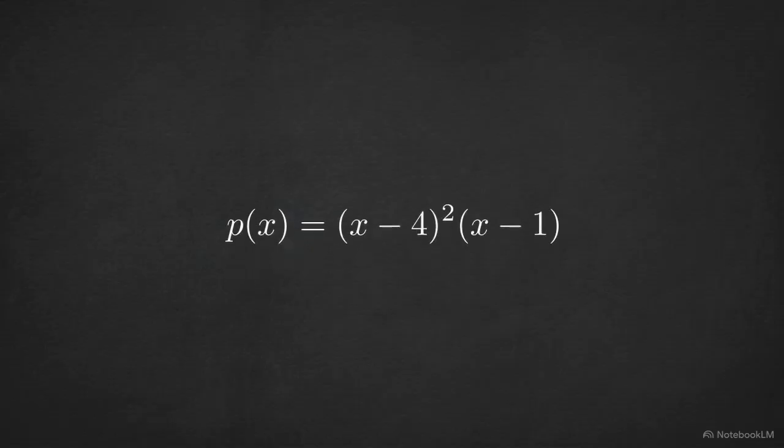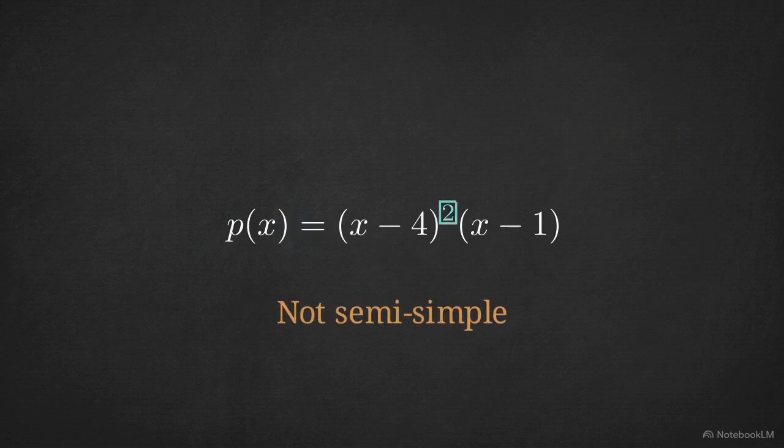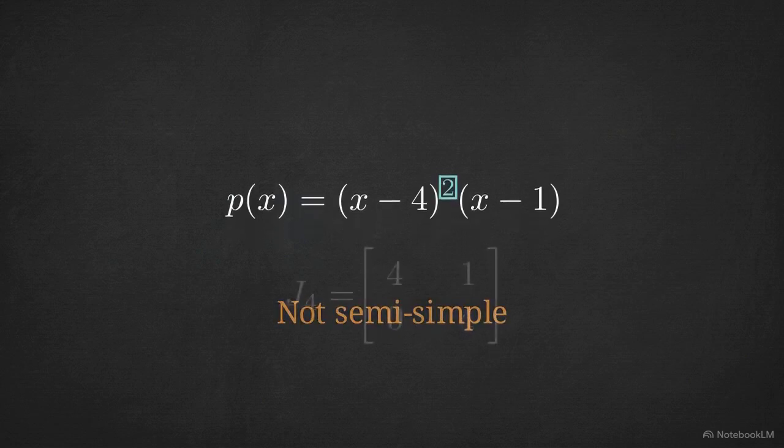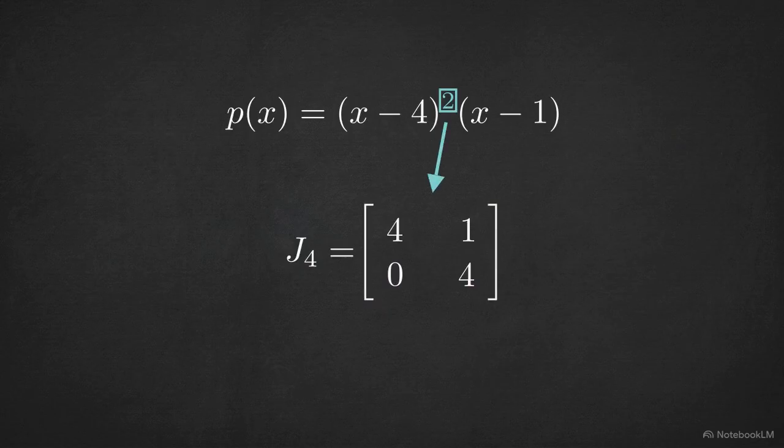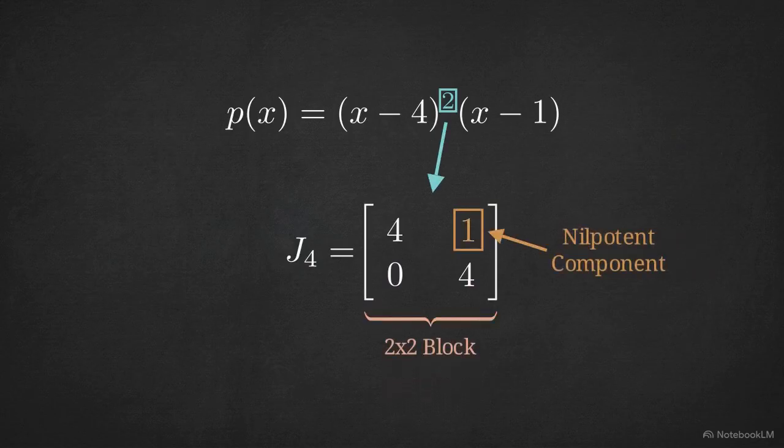Let's test this. Look at the minimal polynomial p of x equals (x - 4)² times (x - 1). Based on what we've covered, is this operator semi-simple? The answer is no. Because of that squared term, the root is repeated. This repetition forces a nilpotent component into the operator, which means we'll have a Jordan block larger than 1 by 1.